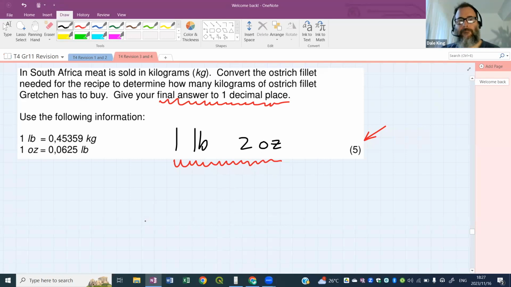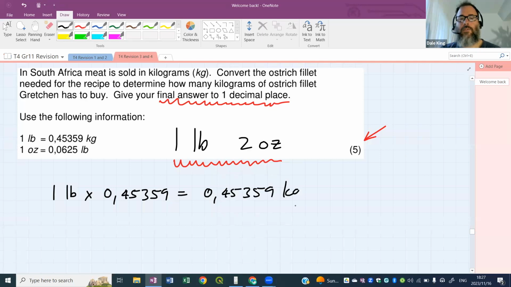Sir, I'm not really sure, but I think the first few steps we're going to start by converting the pounds. One pound times the conversion. Very good. So 1 pound times 0.45359 will get us 0.45359 kilograms. Good. We've changed the pounds.